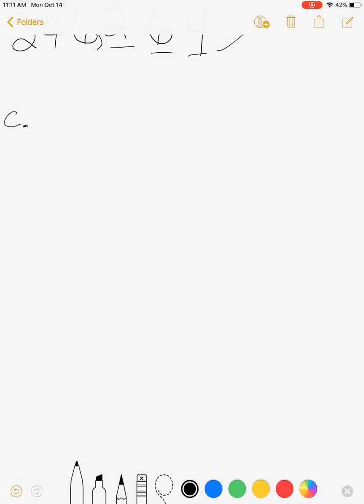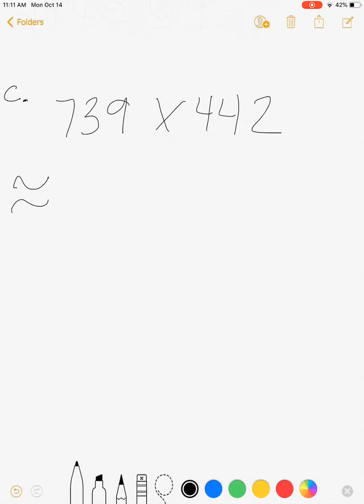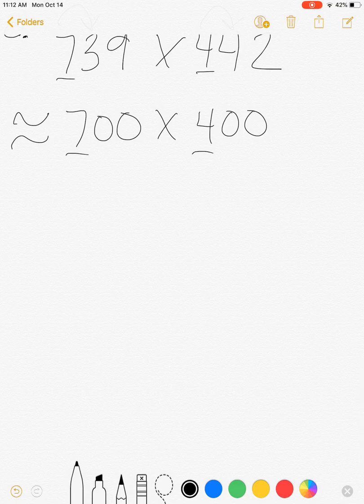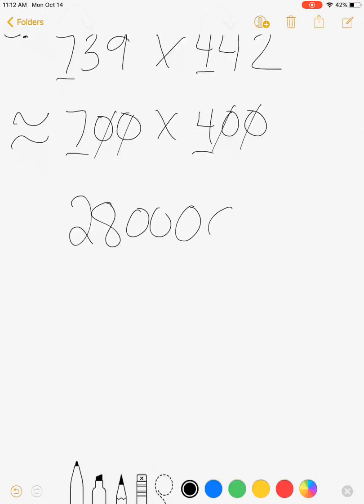It's hard to read my paper here. Let's see, I think that is 739 times 442. First, check for reasonableness. Underline the hundreds. Look to the right. Both of these are 4 or less, so let them rest. So that's going to become 700 times 400. Same as before. 7 times 4 is, and then bring down those 2 zeros and then those 2, and we have 280,000 again.